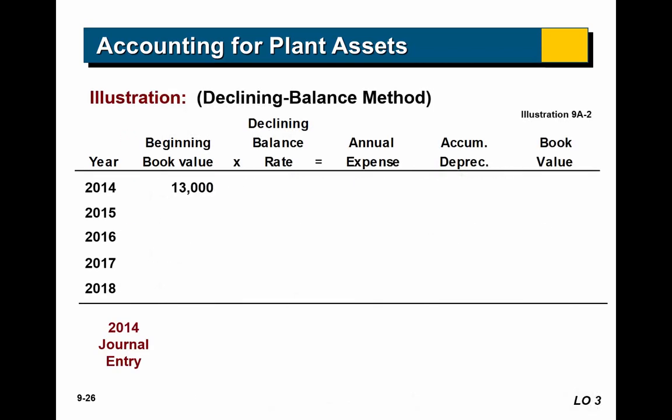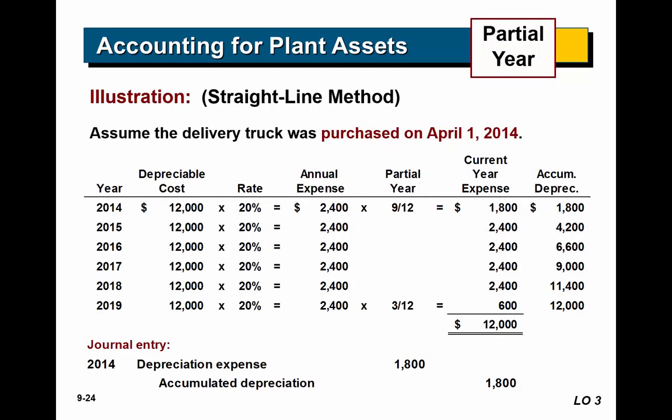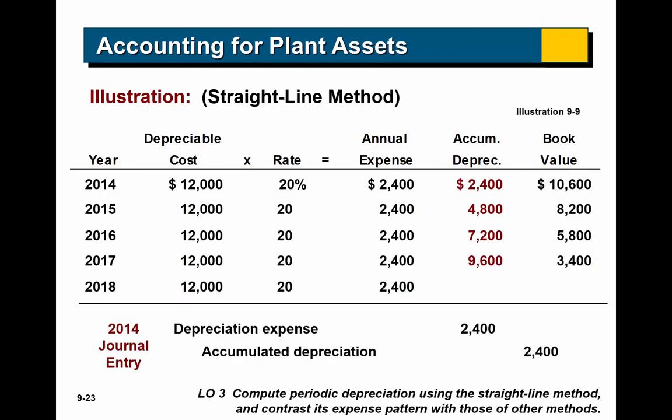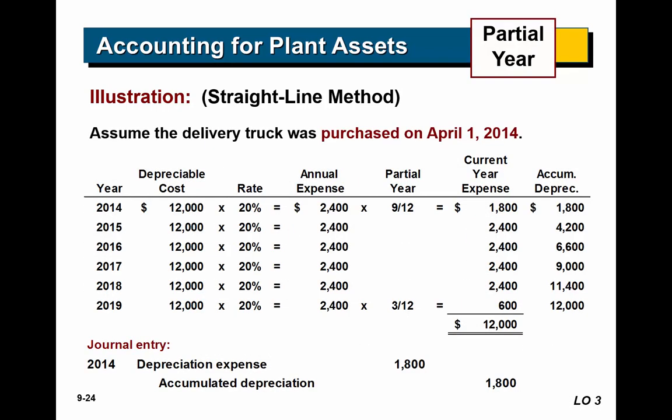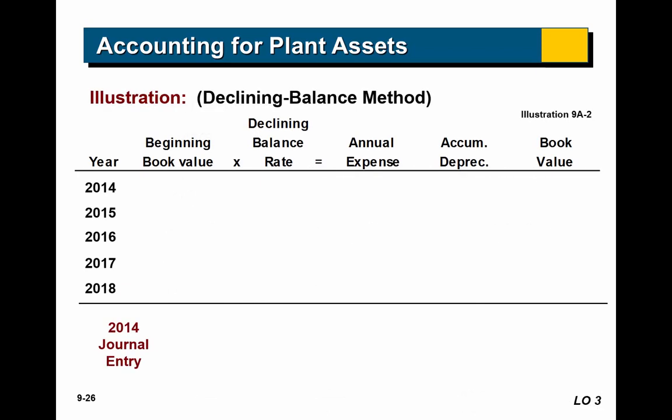So at the beginning of the first year, we take the full book value. Remember before we did 12,000 because we took the cost minus the salvage value. So on the declining balance method, we're just going to take the cost. That will be our beginning book value. We're not going to worry about salvage value yet. Then we'll take a declining balance rate. This example shows what's called the double declining balance.